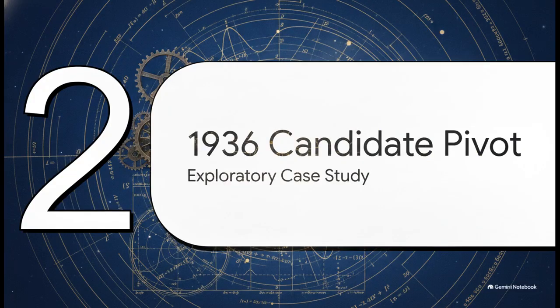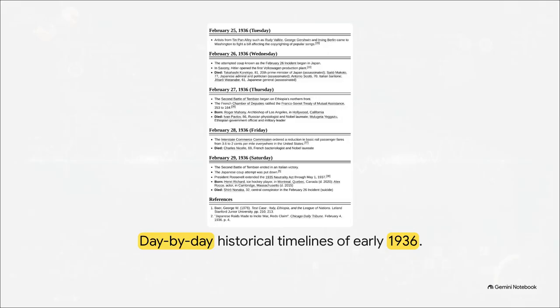That brings us to Section 2, the 1936 candidate pivot. This is our exploratory case study. Let's ground this abstract theory by looking at a very specific, motivating example. The year 1936 has actually been hypothesized as a central axis of historical symmetry, but simply pointing to a date doesn't prove it holds any geometric weight. We have to look at the raw data.